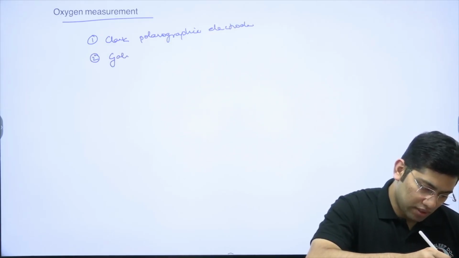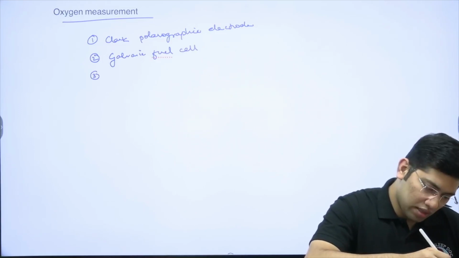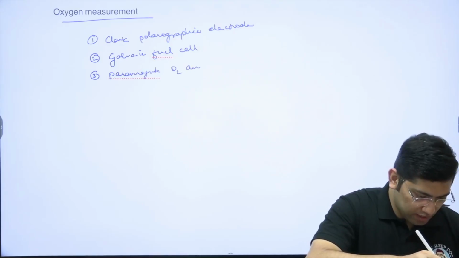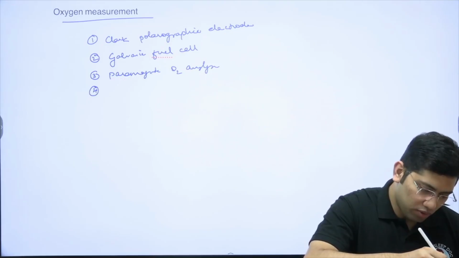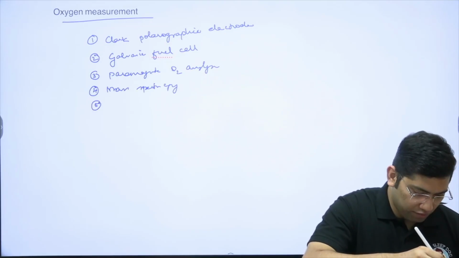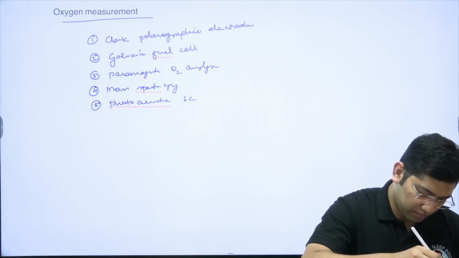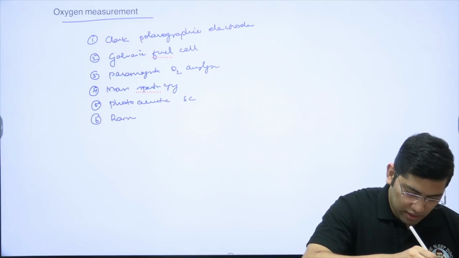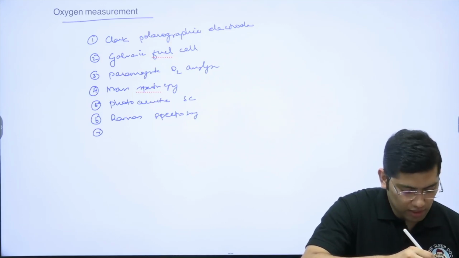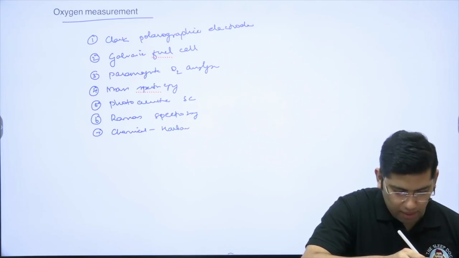Second one, Galvanic Fuel Cell. Third one, Paramagnetic Oxygen Analyzer. Fourth one, Mass Spectroscopy. Fifth one, Photoacoustic Spectroscopy. Sixth is Raman Spectroscopy. And finally, we have a chemical apparatus which is also known as Haldane apparatus.